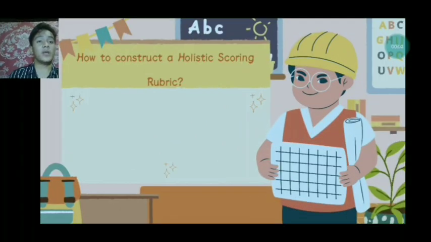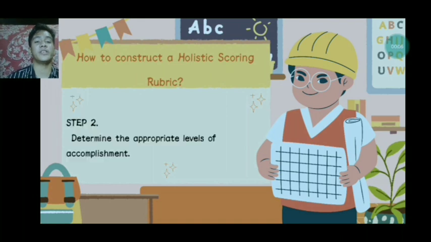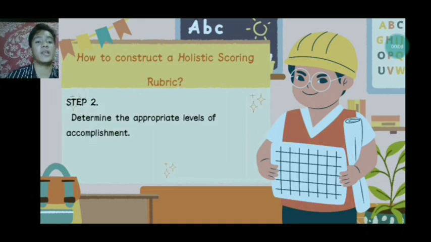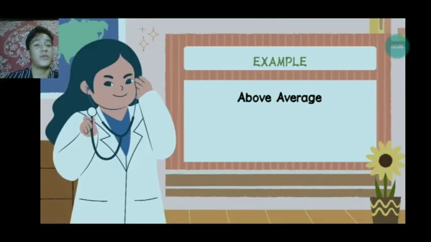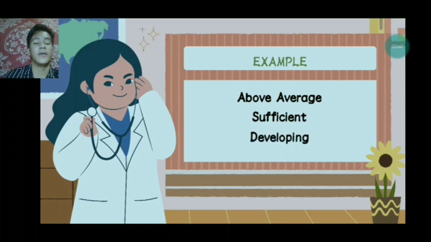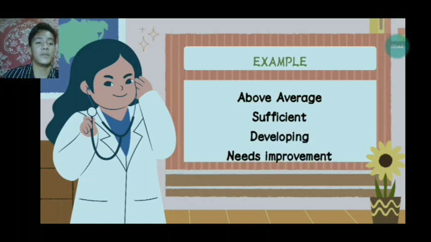So, the second step on how to construct a holistic scoring rubric is to determine the appropriate levels of accomplishment. So, if we say determine appropriate levels of accomplishment, it can be numbers, let's say 1, 2, 3, 4, 5, 6, or we can also use letters, for example A, B, C, D to F, or also we can use words, for example above average, sufficient, developing, and needs improvement.